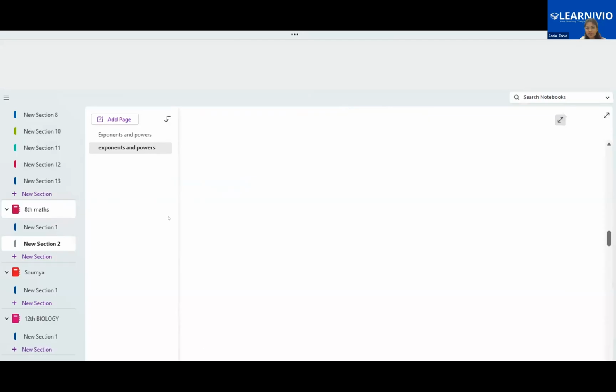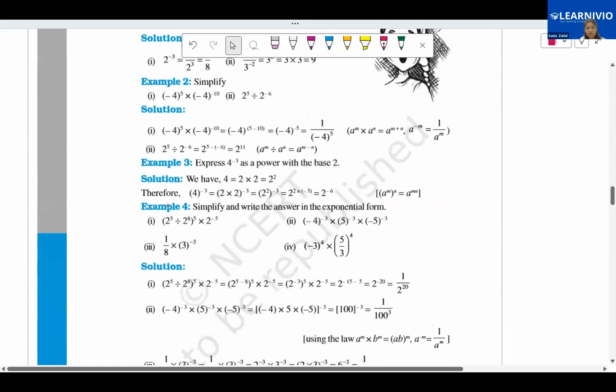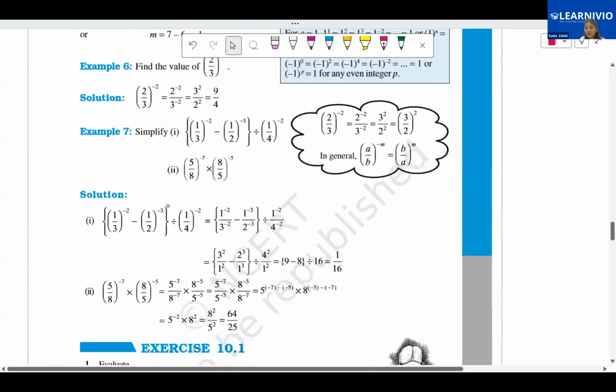Is the screen visible to both of you? Are the questions visible?